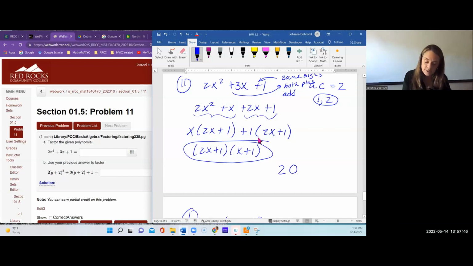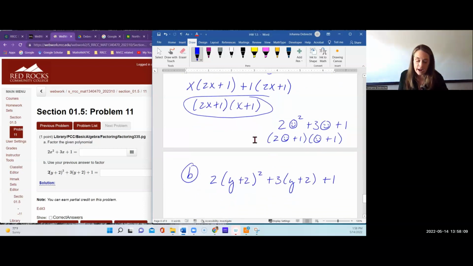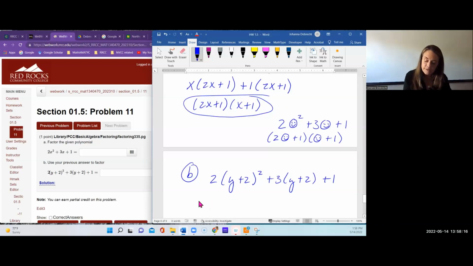2 times something, we'll call it a happy face, squared, plus 3 times a happy face, plus 1. How does it factor? Well, 2 times the happy face plus 1 times the happy face plus 1. In other words, it is a pattern and there is a placeholder. Now we're going to replace this happy face with y plus 2, the next placeholder. So this would factor using the pattern that I see here.